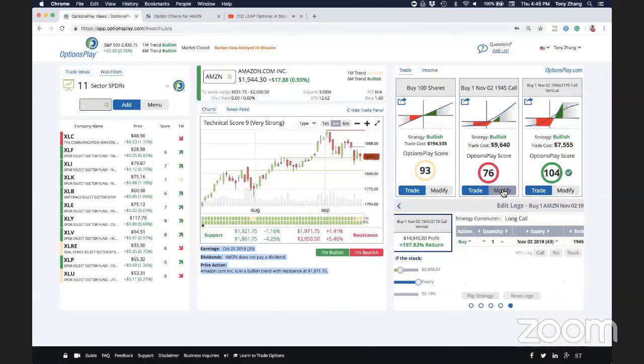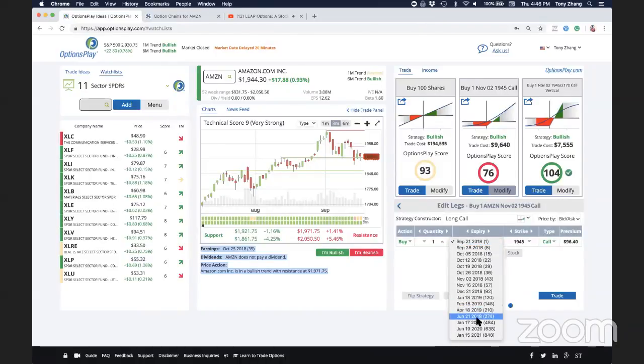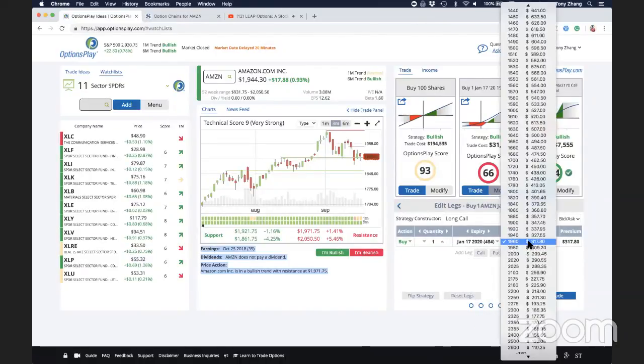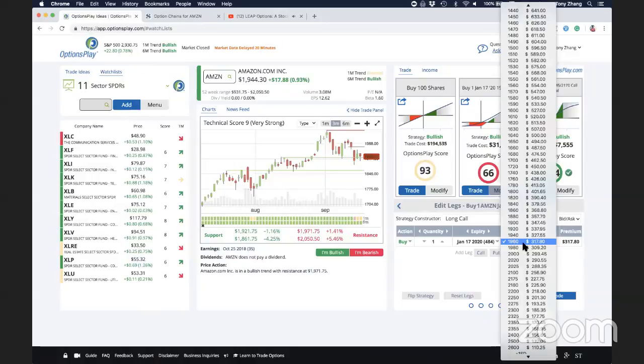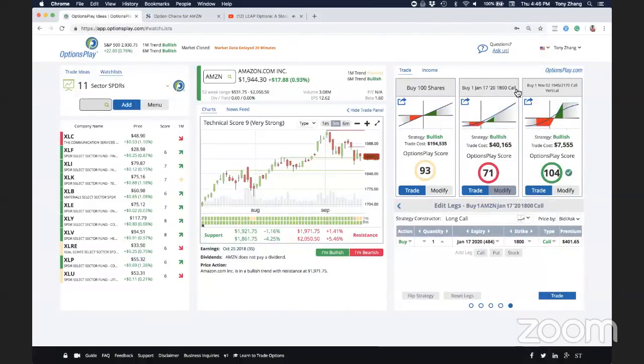So here, what I'm going to do is modify this leap and change it from the November 2nd to the January 2020s. And like I said, what I'm targeting is something that costs roughly 20% of the underlying. So the underlying cost me $194,000. So I'm going to target a strike price that costs roughly $40,000 or so. If I look at my strike drop down, the $40,000 range would be about the $1,800 call. Amazon's trading at 1944. The 1,800 call costs $40,000. As you can see, that's 1/5 the price of buying 100 shares of the stock. So you can gain very similar upside exposure to 100 shares of Amazon for 1/5 of the price.